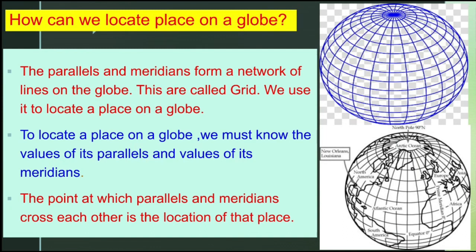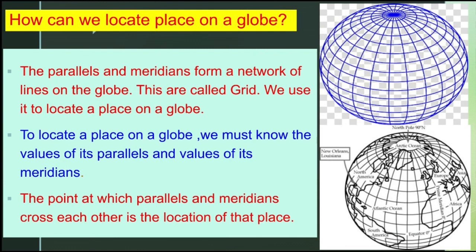Now next, the last topic comes: how can we locate a place on a globe? Locating a place on a globe is very important, and we can only measure the location when we have proper direction, proper scale, proper measurement and proper numbering, which we have already seen in the last topic. Now here the parallels and the meridians form a network. When you see the parallels and the meridians intersecting each other, they form a network, and this is known as a grid. We use it to locate a place.